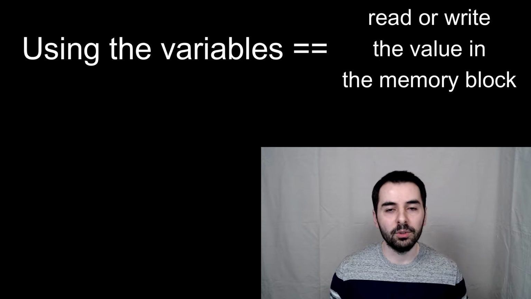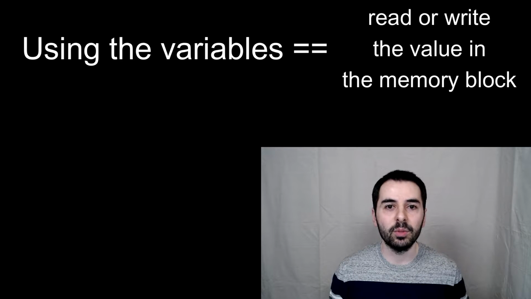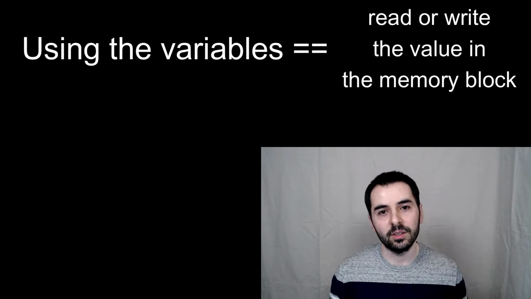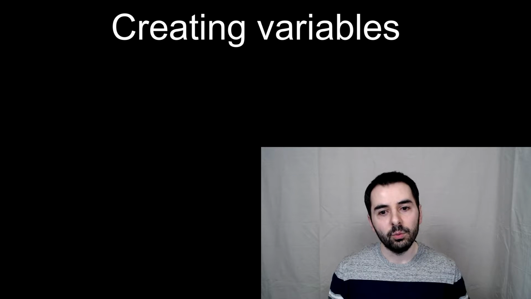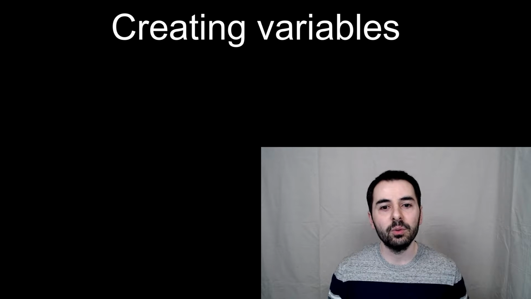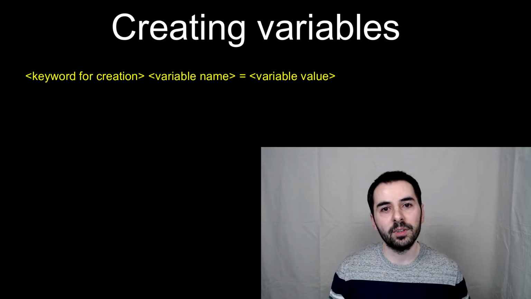So as I said, a variable is a name or an alias for a block of memory where we store data. If you want to read that data, you access it using that variable. And when you want to write, you again access it with the same variable. The actual syntax for creating variables depends on the programming language, but usually there is some keyword and then the name of the variable, and that's it. That way we can create a variable.